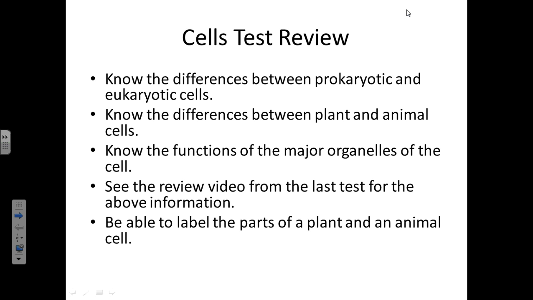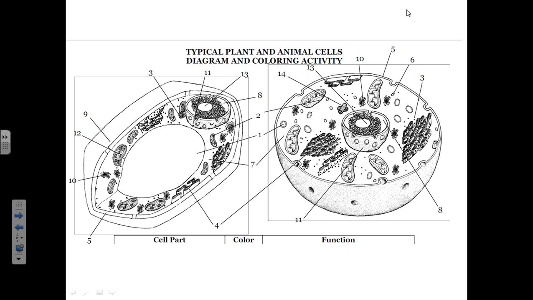Make sure you know the differences between the plant and animal cells. Know what all the little organelles do. Mitochondria, chloroplast, ER, Golgi. Know what they all do. If you need help on that stuff, go back to the last couple of videos and look at them. I'm not going to take the time right now to go through that. But I am going to look at the diagram, which you guys have a copy of sitting in front of you. And here is that diagram.